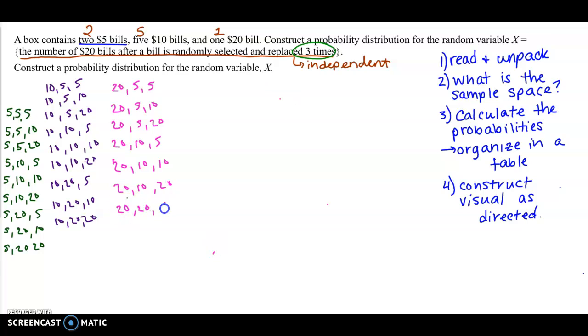20, 20, 5; 20, 20, 10; 20, 20, 20. So 1, 2, 3, 4, 5, 6, 7, 8, 9, three times. So 27 things can happen. So it says the number of $20 bills. Okay, so you're going to say, all right, well, no, just kidding.